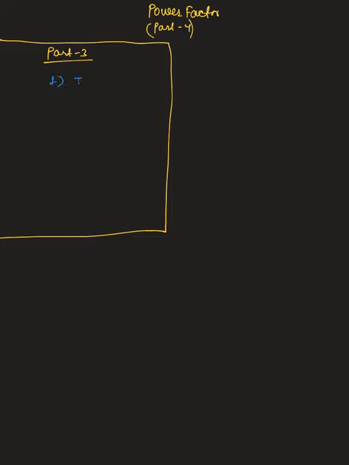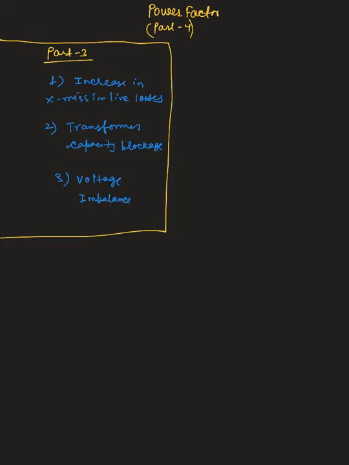The first problem is increase in transmission line losses. Second problem was transformer capacity blockage. This transformer can be the transformer in the transmission line. Also, this transformer represents the transformer at the load end. The third problem that we saw was voltage imbalance due to the flow of reactive power in the transmission line.